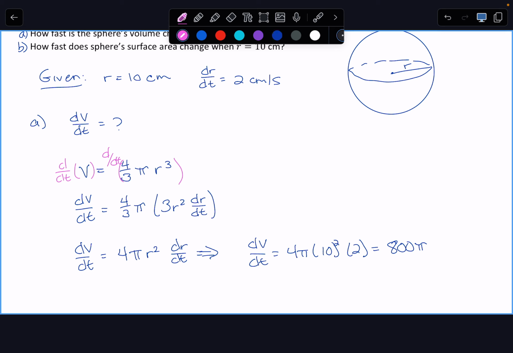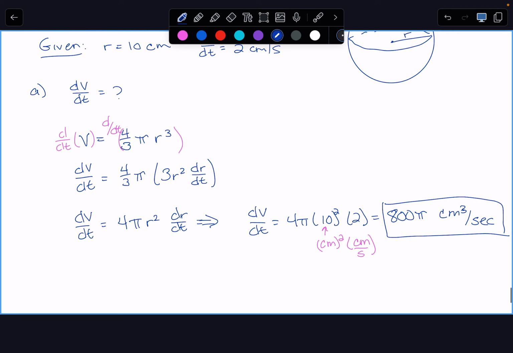If you want to think about units, a nice way to think about them is here I had centimeters on the 10 and it's squared. Over here I had centimeters per second. So if I multiply those out, what are my units? Good. Centimeters cubed per second. So that's the answer to A. Any questions on that one?